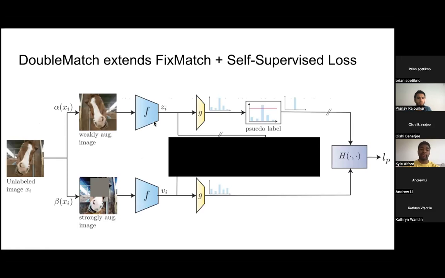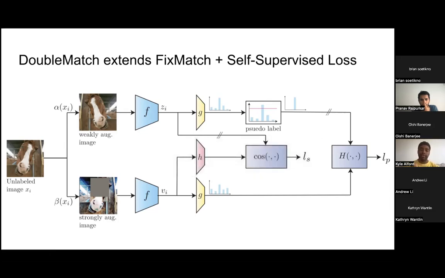And so this is the framework for DoubleMatch. And I sort of blacked out this middle part, so just pretend that's not there. But ignoring that middle part, this is essentially the same framework as the FixMatch that I showed earlier, taking the unlabeled image, augmenting it, pushing it through, getting the pseudo label, and then the class distributions for the strongly augmented image, and then comparing it with cross entropy.